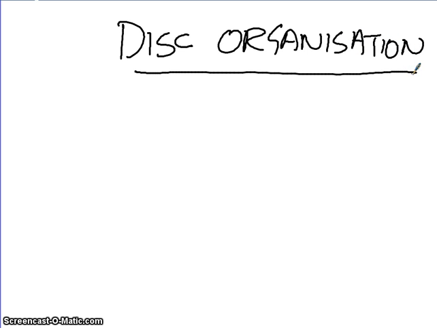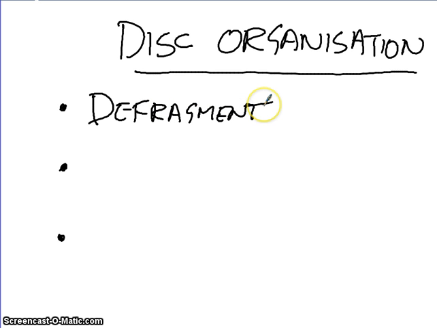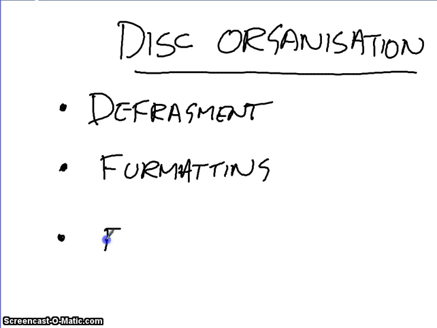Right, the next section is disk organization, and disk organization contains three main types of software. When you get disk organization, you tend to get these software with your computer. There are others available you can download, but most of these come with your computer. These are known as defrag, or defragmentation, formatting, and file transfer.